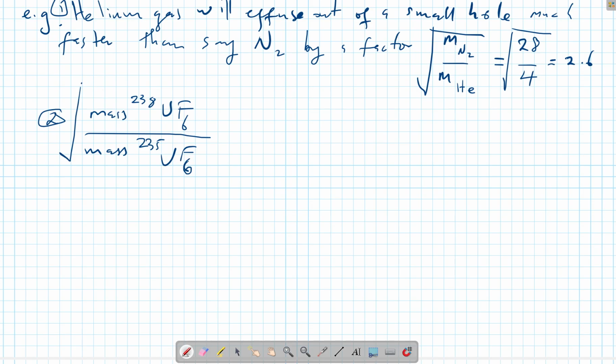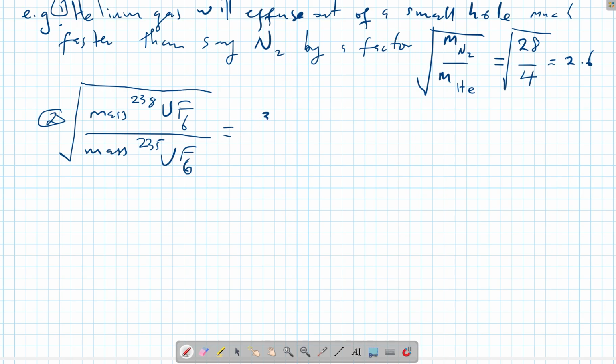For producing uranium to be used, let's say, in reactors for generating electricity, you have a gas, a mixture of two gases, uranium fluoride containing two versions of uranium, and one can use molecular effusion to kind of separate them.